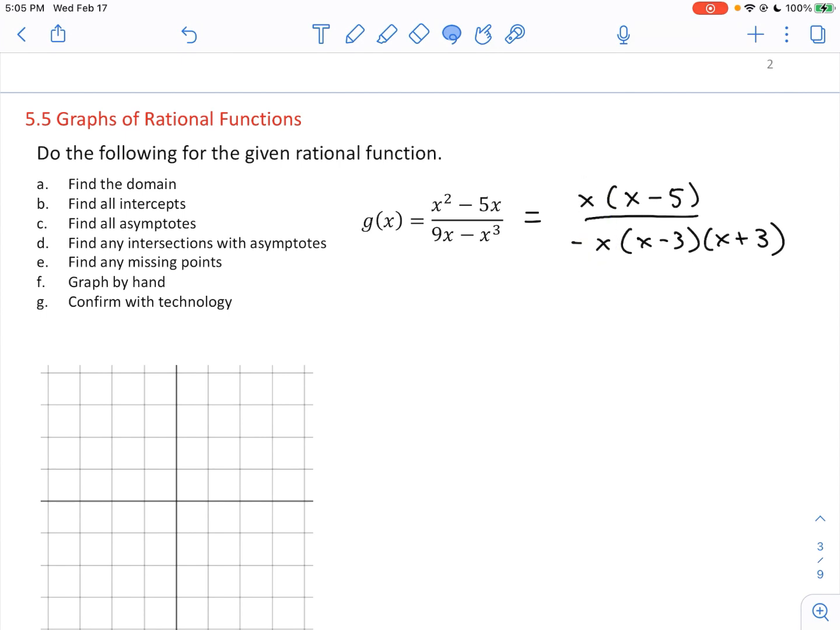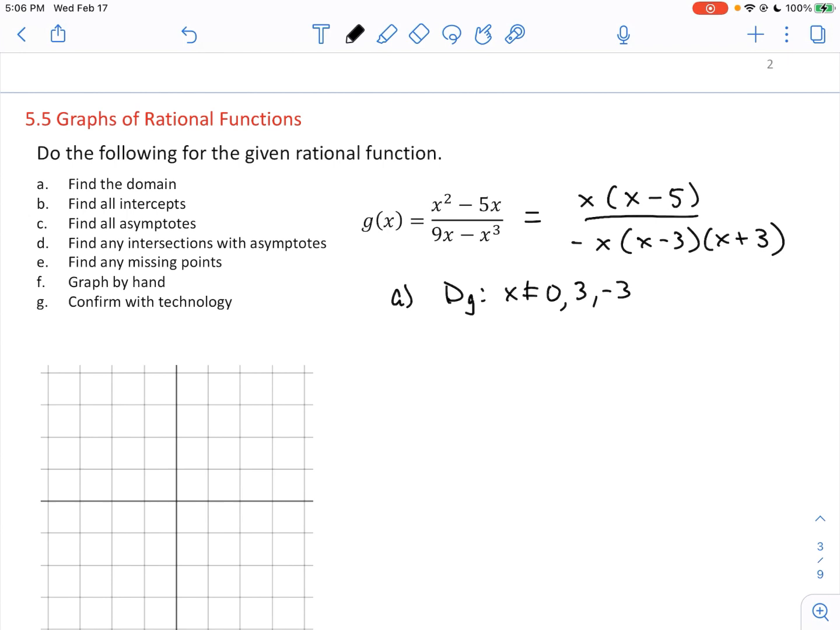But before you do canceling of those factors, you need to do your domain. Part A, the domain of this function g is that x can't be 0, can't be 3, can't be negative 3. Now, when I cancel these x's, I'm actually going to create a g tilde, which is really what we want to graph here. But then remember that we have to have a restriction at 0.